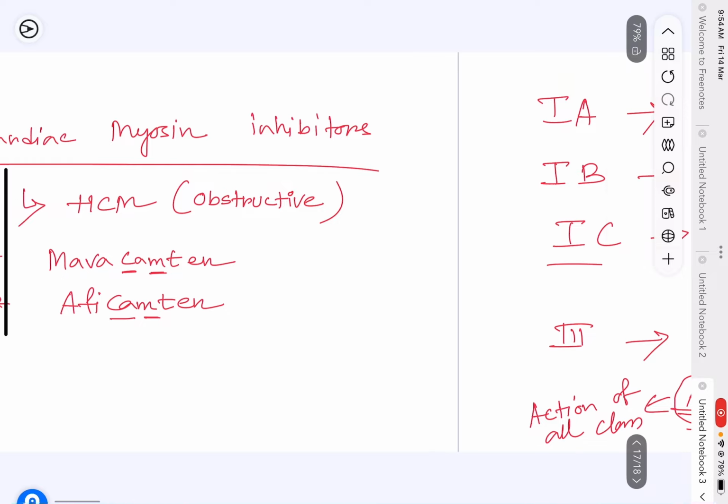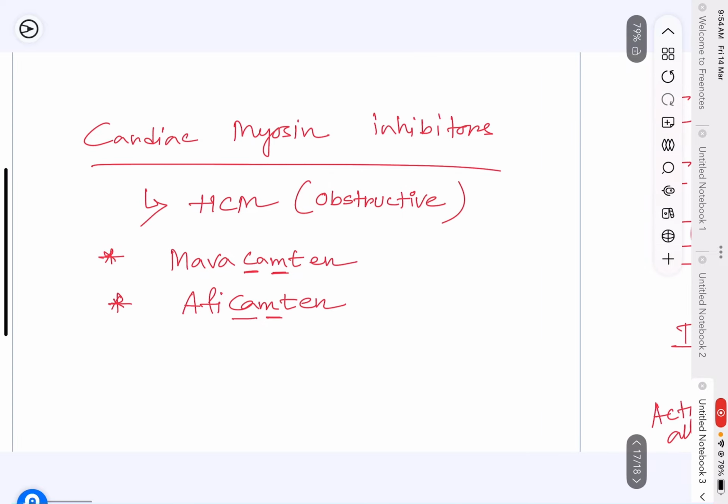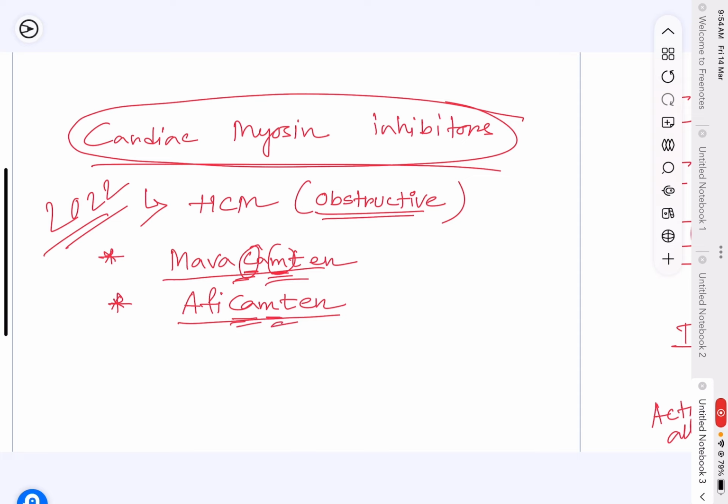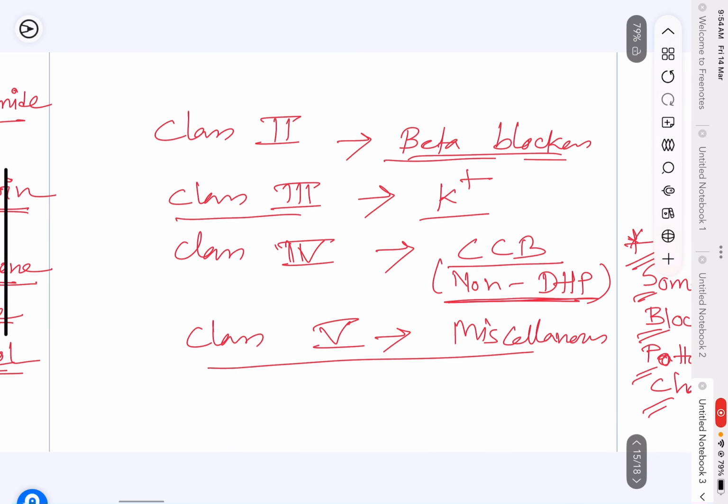Okay. And recent drugs which are used for HCM in the obstructive variety, where we may be using disopyramide. So for HCM, which is obstructive type, we have come up with cardiac myosin inhibitors. These are the newest drugs, in 2022. They have been approved by the FDA. So mavacamten and aficamten, these are the two drugs. Camten, you remember from CMI, that is cardiac myosin inhibitor. So mavacamten, aficamten.